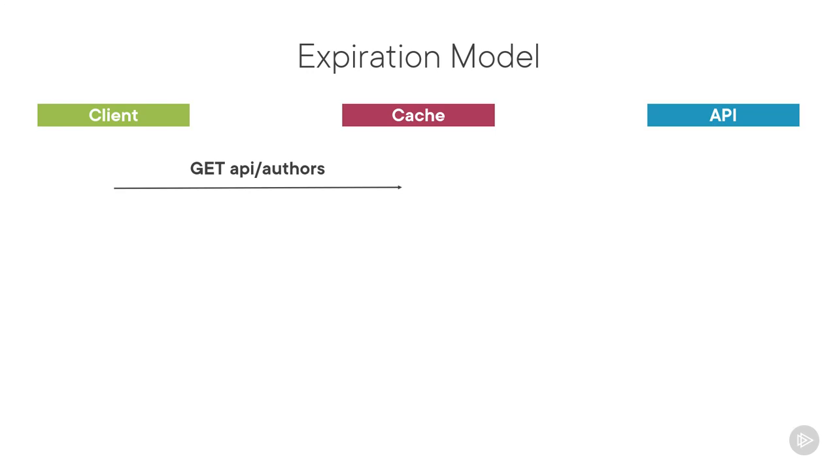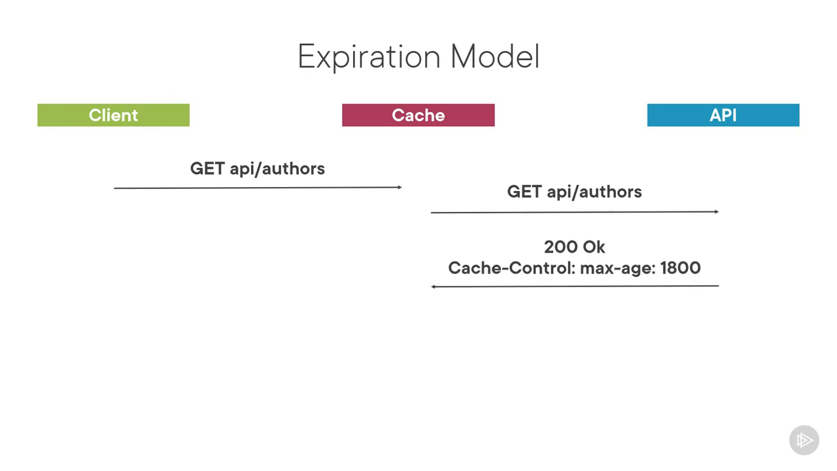Imagine we have a client application, that's the consumer of our API, a cache, which can be shared or private, and our API, the backend. The application sends a request to get the authors. The request hits the cache. There is no cached version of the response available, so the cache forwards the request to our API. Our API should then return a response, including a cache control header that, in case of our example, states that the response will stay fresh for 1800 seconds, or half an hour. That hits the cache again, and the cache then forwards it to the consuming application, but at the same time, it stores a copy of this response.